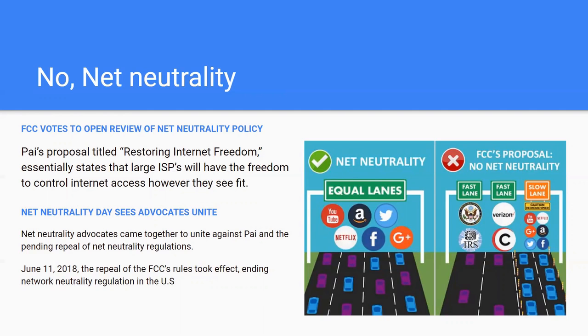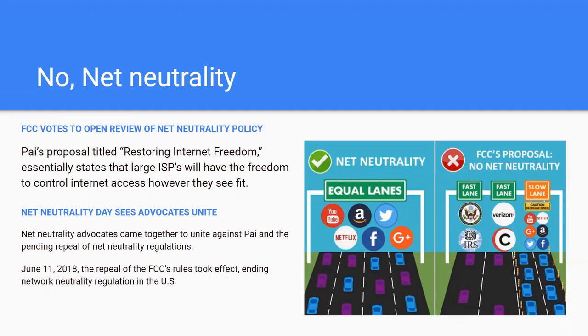It also meant that people won't have the freedom to start their own businesses online because their sites won't load as quickly as those of established companies that pay to have their websites in an internet speed fast lane. Net neutrality advocates, tech giants, civil liberty activists, and small business advocates came together to unite against Pai and the repeal of net neutrality regulations.